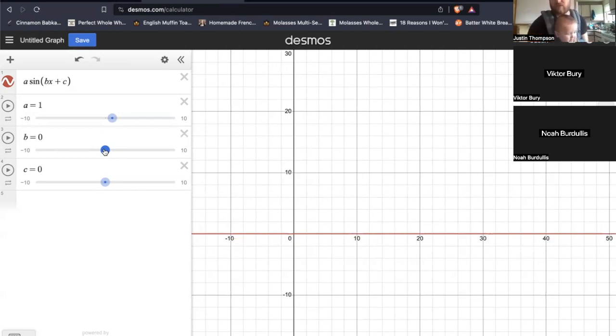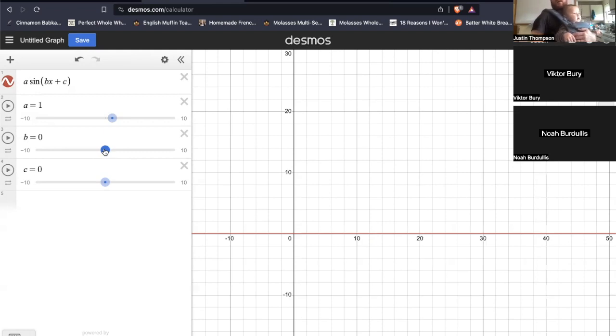And when it's 0, it's just sine of 0 forever. Sine of 0 is 0, and so the output is always 0, no matter what. No matter what x you plug in, you're taking that x and multiplying it by 0. And so it's always just sine 0.